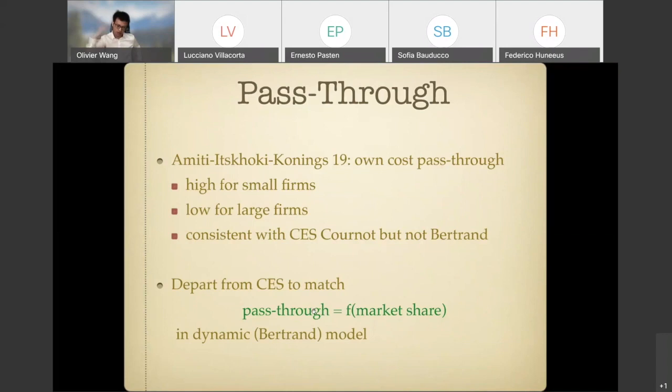And find the theta parameter that allows me to match that. And this is going to give me how theta varies. So theta is not going to be like 0 or 10. It's going to be something that depends on the market share as well.